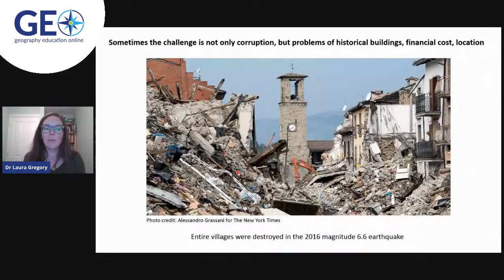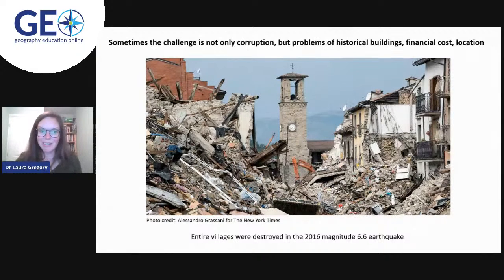And sometimes the problem isn't just corruption. So this is the town of Amatrice, which was damaged in 2016. This is an old, beautiful village made with old stones. And it's really difficult to make buildings like that resistant to earthquakes. And so that's another challenge, is just what building materials do you have? And do you have these kind of historical buildings that are more difficult to make resistant to earthquakes?